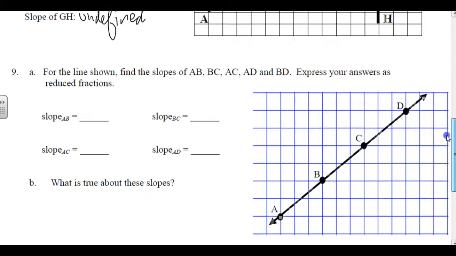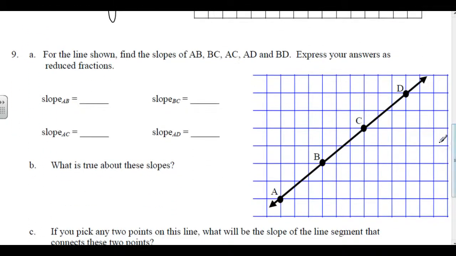For the line shown, find the slopes of AB, BC, AC, and so on. Express your answers as reduced fractions. So AB, 1, 2, up 2, 1, 2, 3. So the slope of AB is 2 over 3. The slope of BC, 1, 2, 1, 2, 3, 2 over 3.